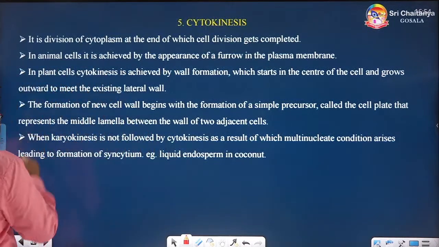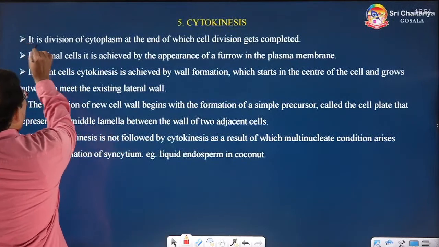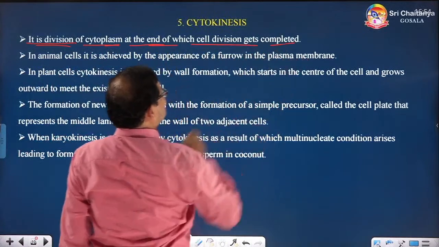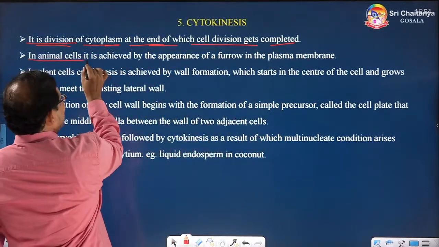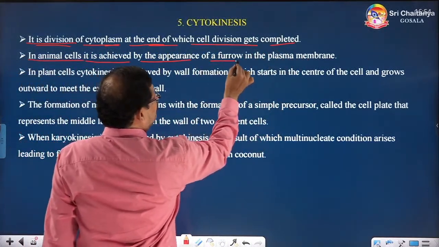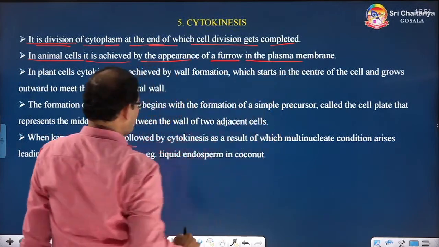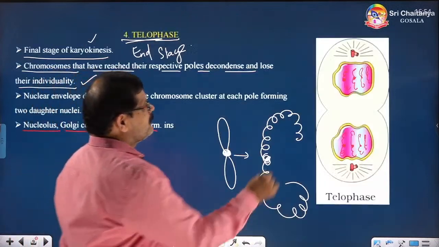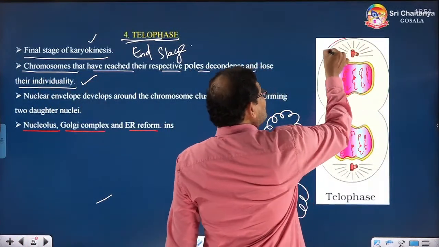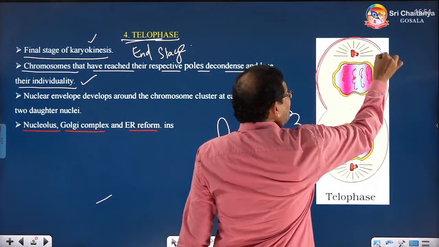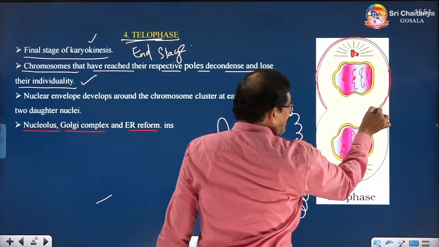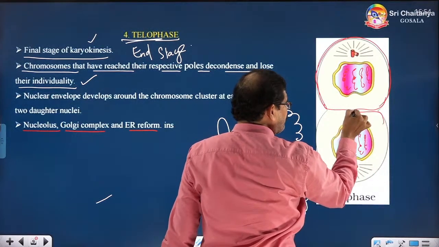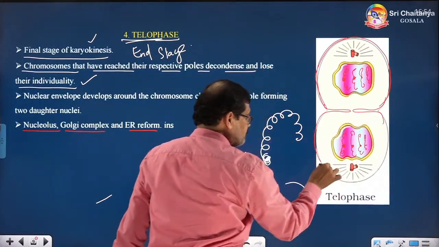See here, it is the division of cytoplasm, which completes the cell division. In animal cells, it is achieved by the appearance of a furrow in the plasma membrane. See here, this is the plasma membrane or cell membrane. What happens to the cell membrane present here? It forms the furrow from the periphery to the center like this.